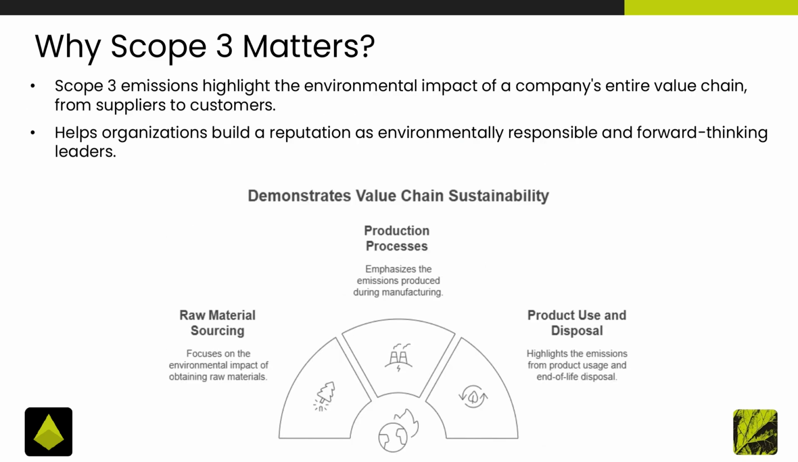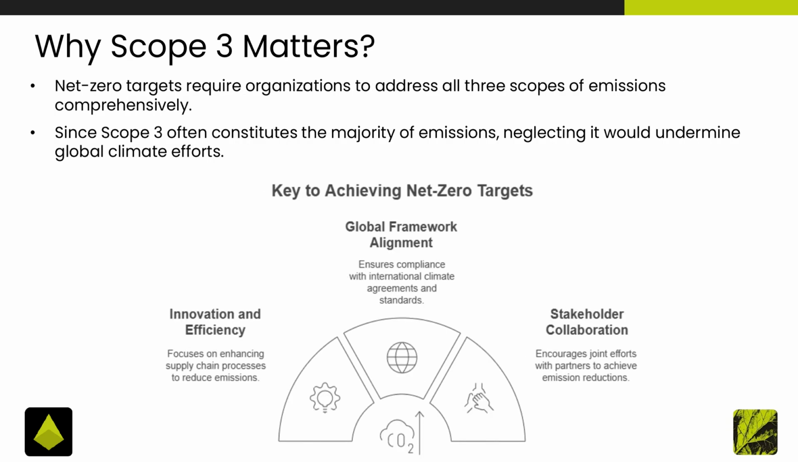Scope 3 emissions highlight the environmental impact across a company's entire value chain, from suppliers to customers. They're crucial for building a strong reputation as an environmentally responsible and forward-thinking leader. By assessing the entire journey from raw material sourcing and production processes to product use and disposal, organizations can demonstrate comprehensive value chain sustainability. Why does Scope 3 matter?